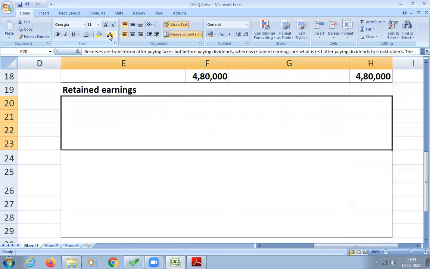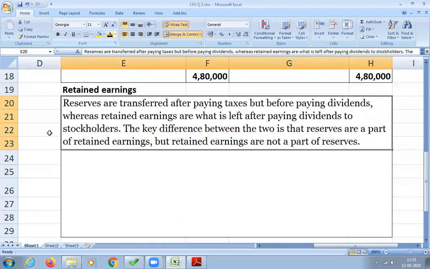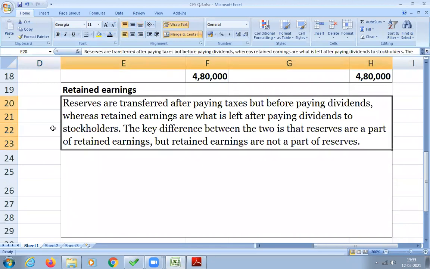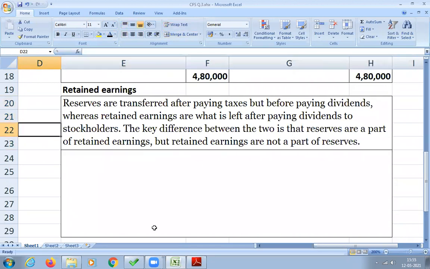Retained earnings are what is left after paying dividends to stockholders, whereas general reserves are transferred after paying taxes but before paying dividends. The key difference between the two is that reserves are part of retained earnings, but retained earnings are not part of the reserves.